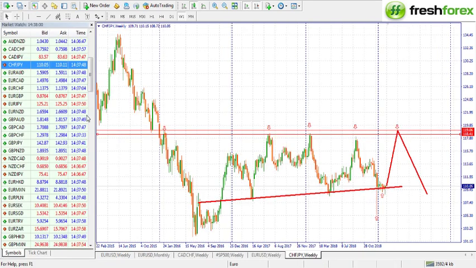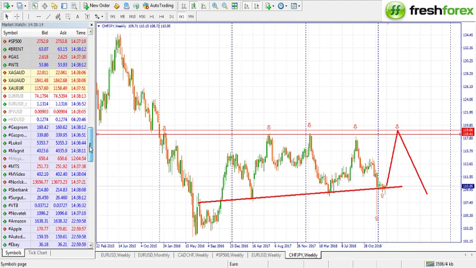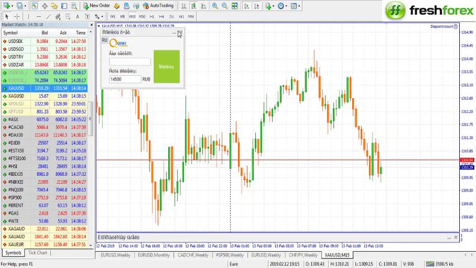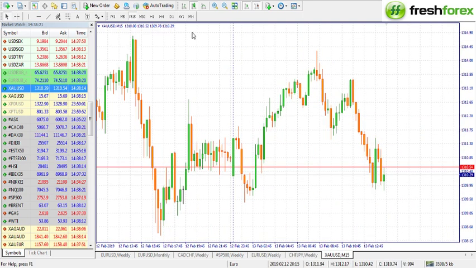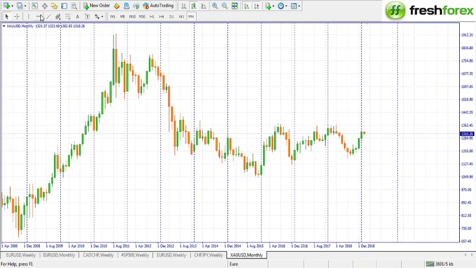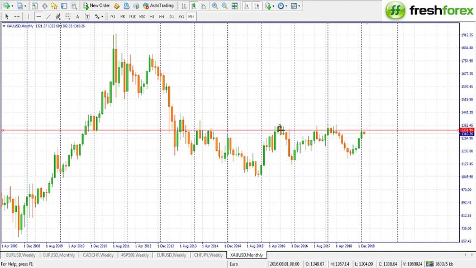This is another example, gold. Gold should be here. Gold is there. We add it. Look at it from the monthly point of view. We start with the monthly. So I have a level here, there. I also have a level at the very top, which is this.